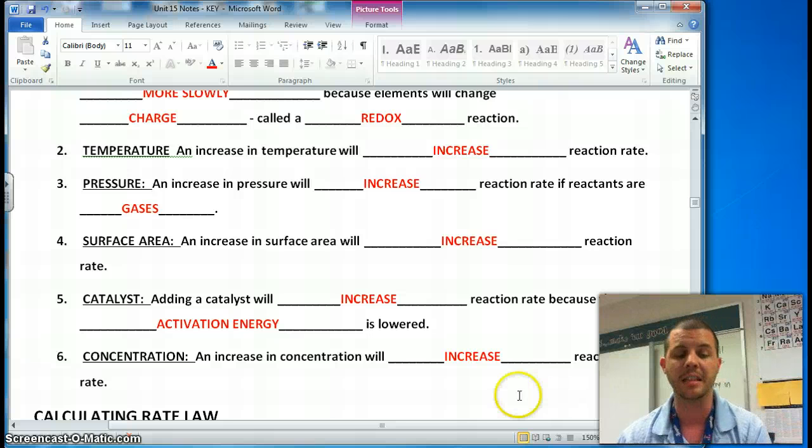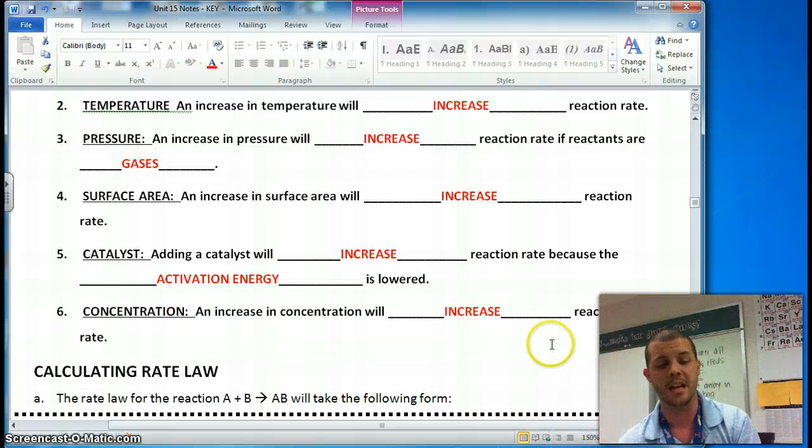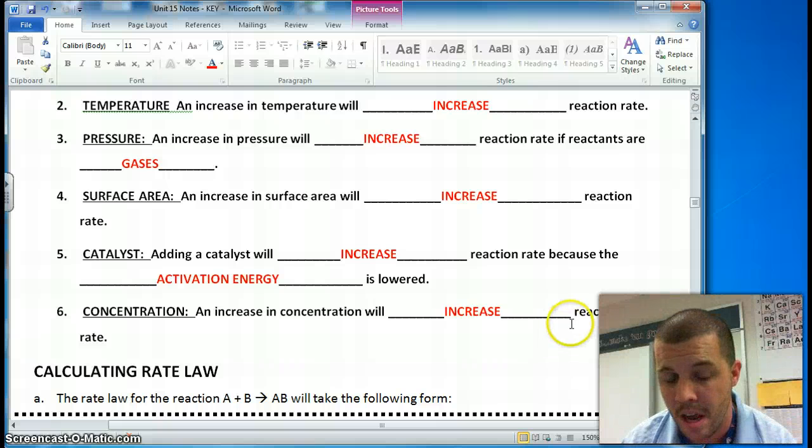Next thing we're going to look at later on is the rate law expressions.